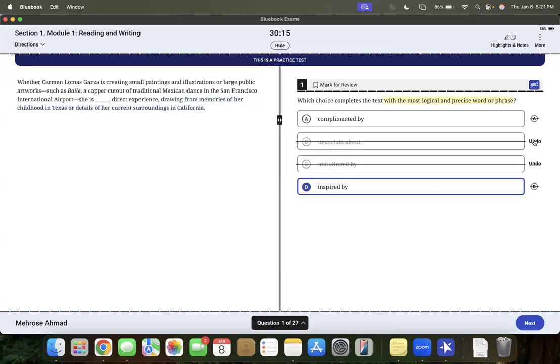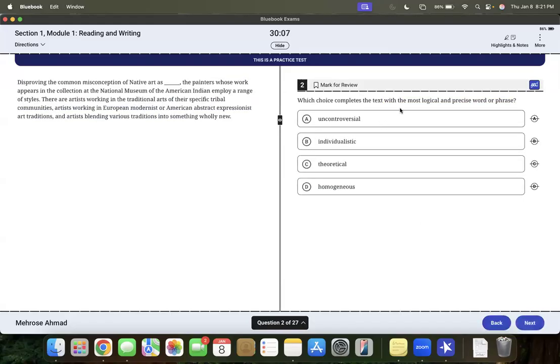You can see that there's also the strike out feature, which is really helpful as you're going through the exam, just to keep you focused and in choosing the right answer. Okay. Again, which choice completes the text with the most logical and precise word or phrase? You can also flag the question for review. So again, let's do this.